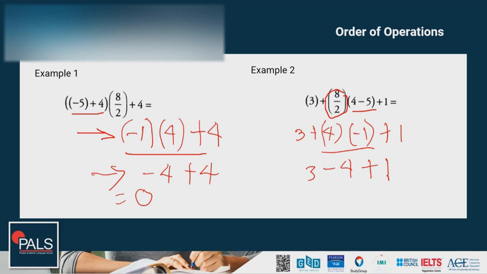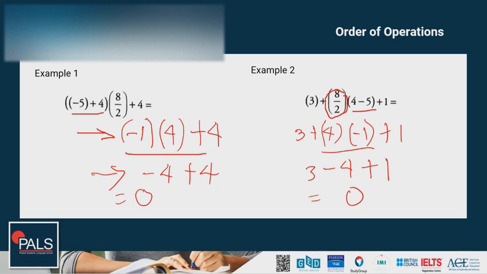And then addition and subtractions are now arranged in order. So we will work out the addition and subtraction from left to right. So we will do 3 minus 4, which is -1. And -1 plus 1 is equal to 0. So the answer in example 1 and the answer in example 2 are both 0.